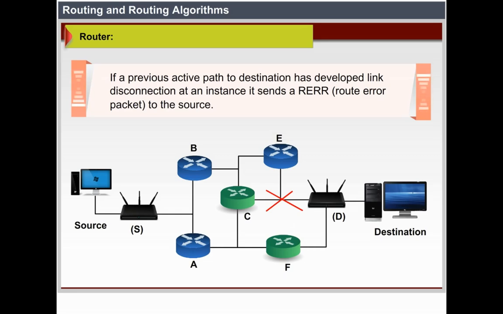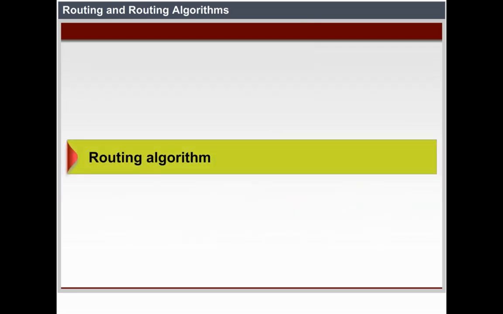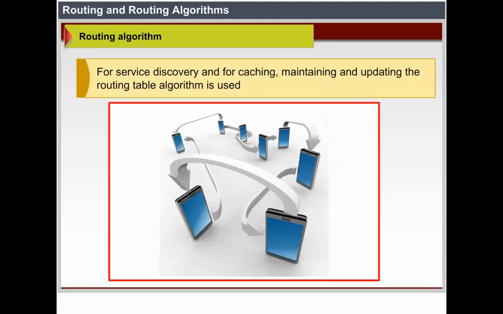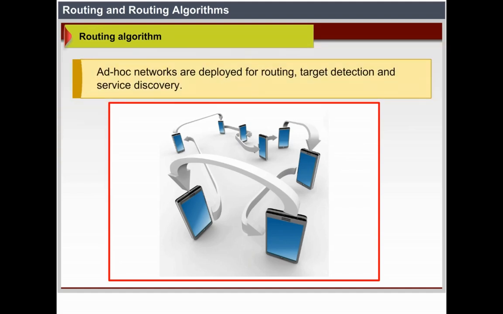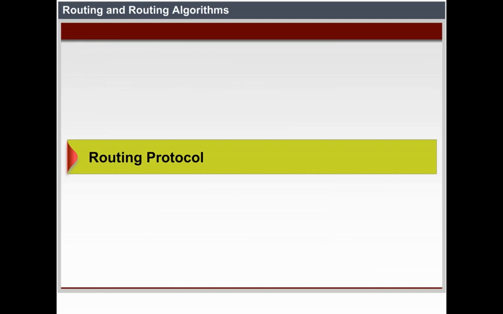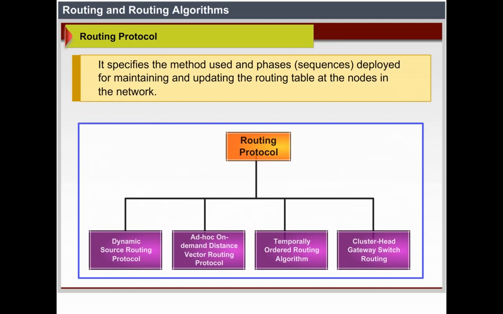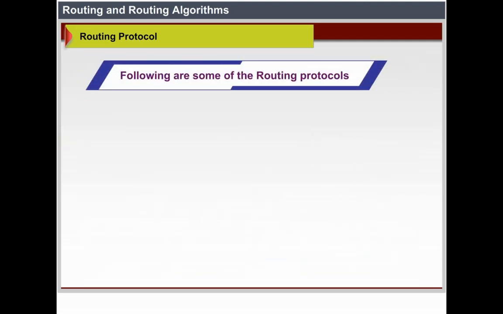Routing algorithm. Algorithm used for service discovery and for caching, maintaining and updating the routing table. Ad hoc networks are deployed for routing, target detection and service discovery. Routing protocol specifies the method used and phase sequences deployed for maintaining and updating the routing table at the nodes in the network. Following are some of the routing protocols.